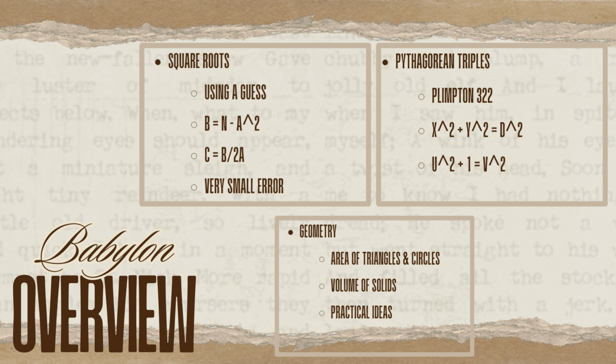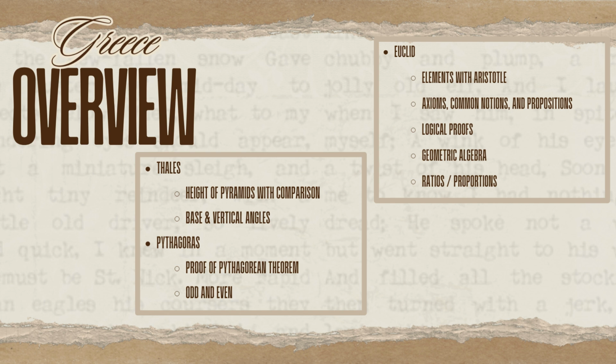And then for geometry, they also came up with the area of triangles and circles. They used those to come to what they are today. And then they also came up with the volume of solids as well. And again, in their culture, they used practical ideas to do their math. And then for Greece, we see a lot of different people.